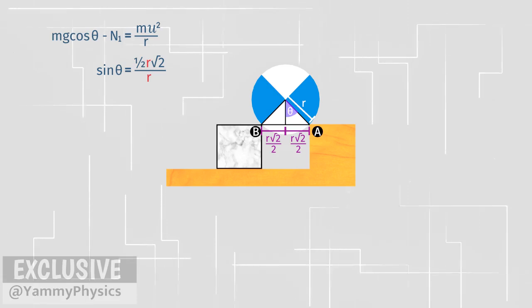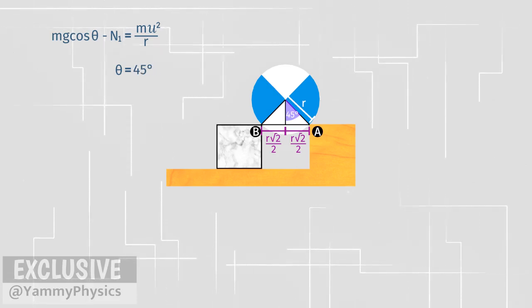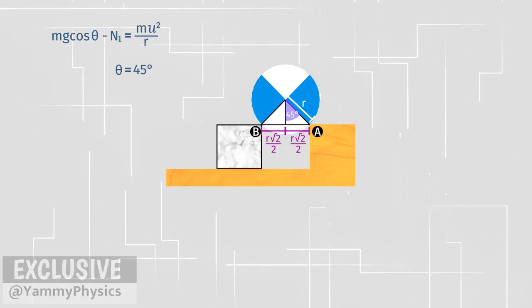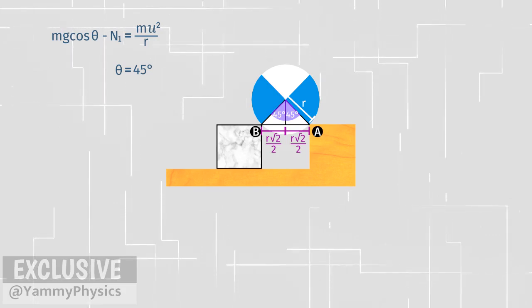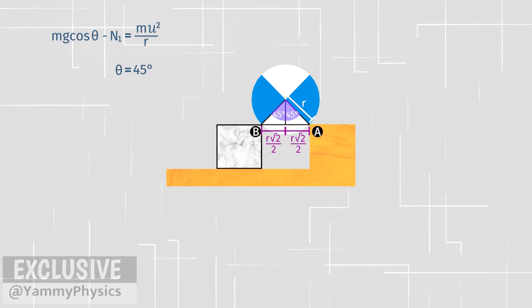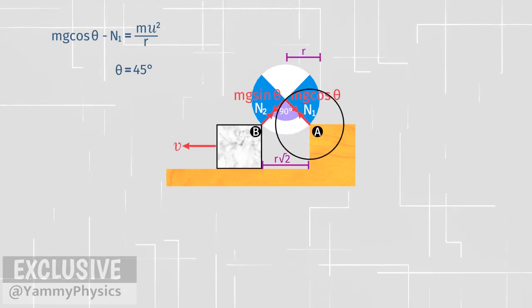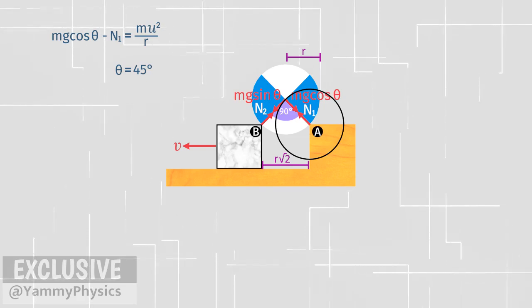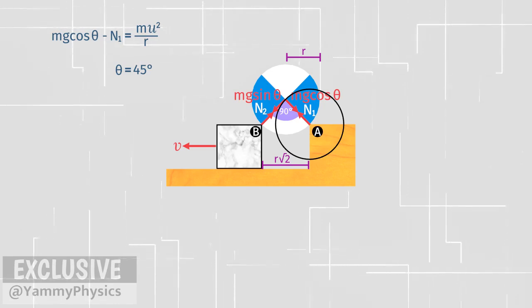We can cross out the value of r. Theta is 45 degrees. The angle next to it is also 45 degrees, because both angles are symmetrical. From here we know that N2 and mg sine theta are in the direction perpendicular to the centripetal force. The force in this direction has no effect on the centripetal force.